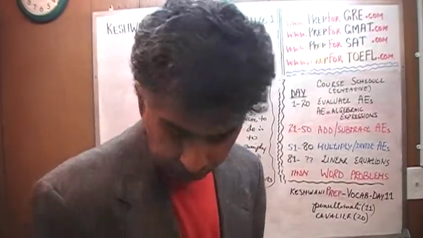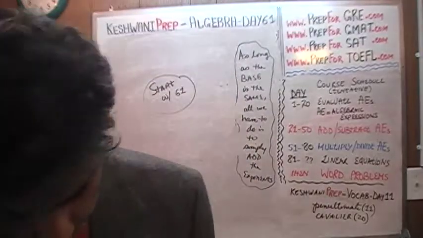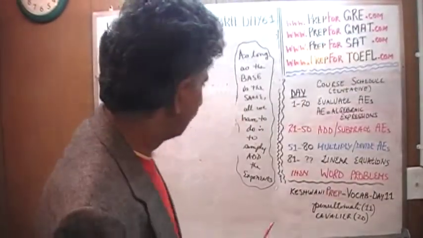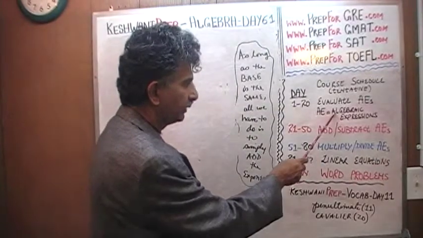We are here because we're going to learn algebra. Today is our lesson number 61. We are in the process of learning how to multiply algebraic expressions.